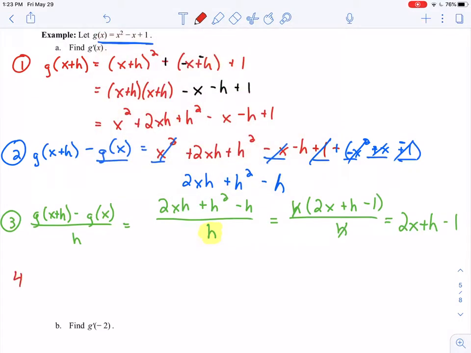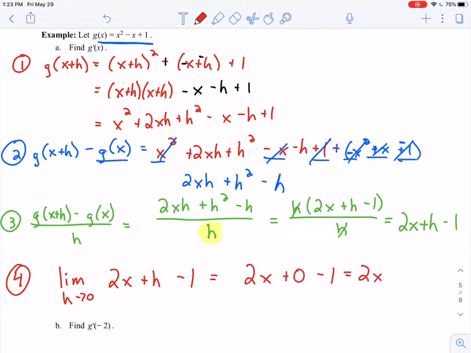Our last step then is, hey, let's take the limit as h approaches 0 of whatever I ended up with at the end of step 3. So here I have 2x plus h minus 1. So this is just a really nice polynomial. I can just plug 0 in for h. So this says 2x plus 0 minus 1, or just 2x minus 1. So here is my derivative g prime of x.